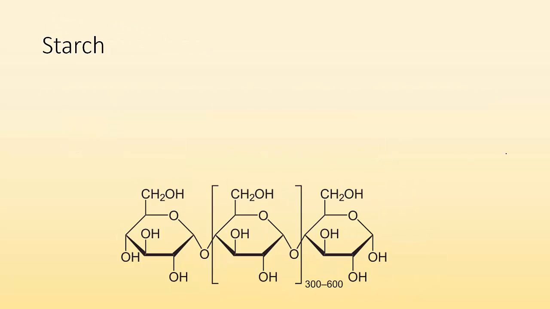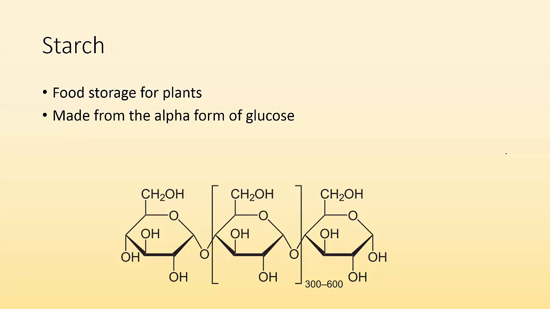So it's long, right? Poly. All right, so starch. Starch is important for like food storage in plants. It's also made from the alpha form of glucose. As you can see here, here's the structure. So all the alpha glucose linked together to make starch, and it's important for food storage.